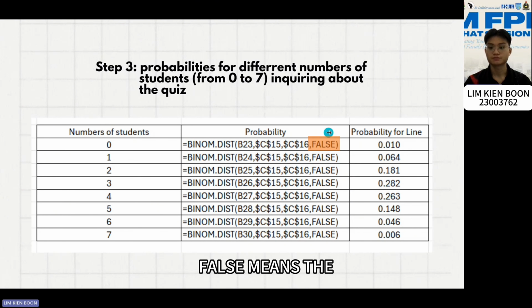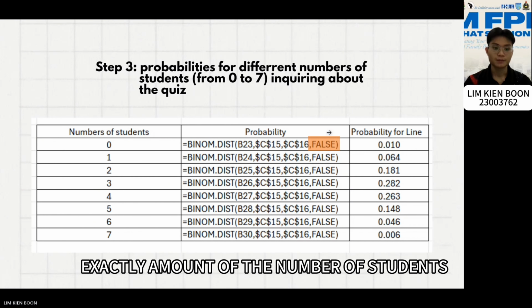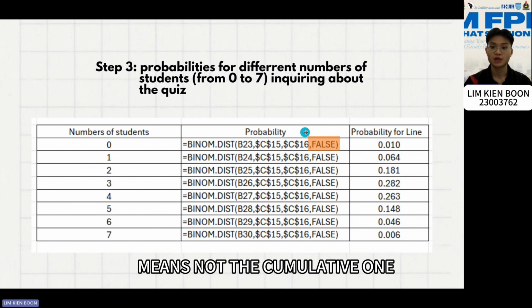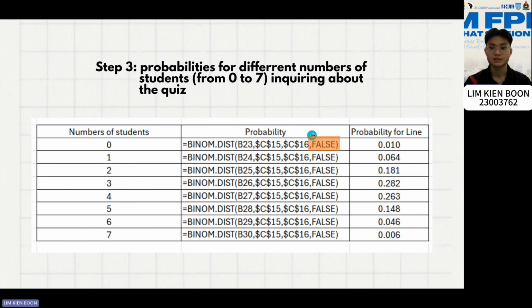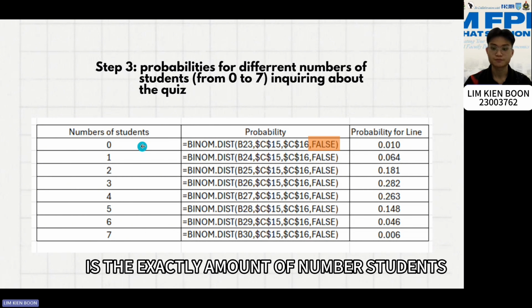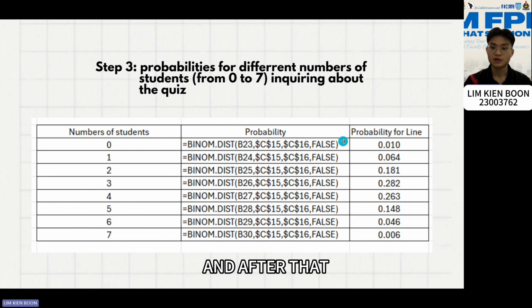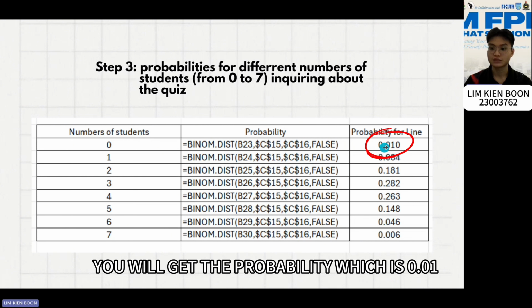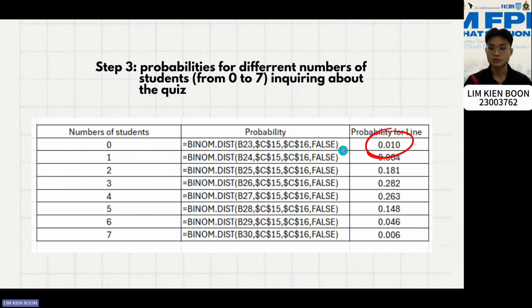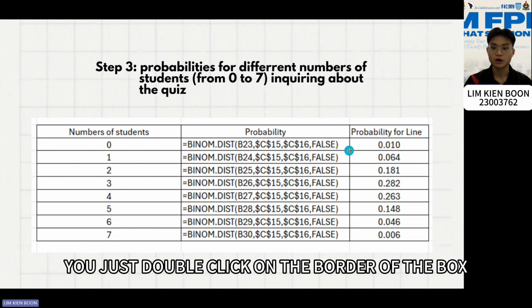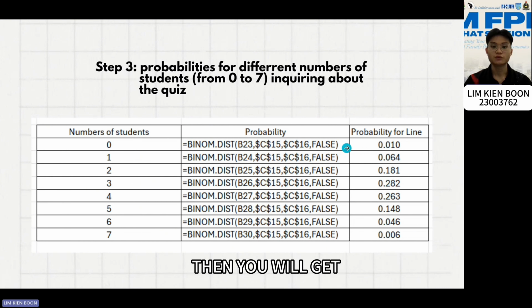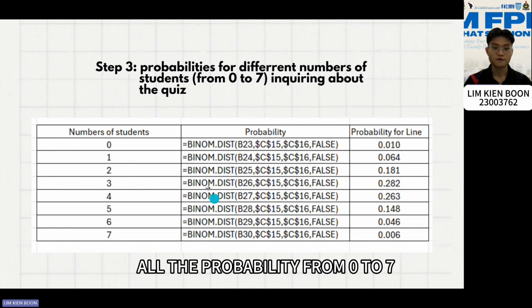False means the exact number of students, not the cumulative one. It's the exact amount of number of students. After that, close the bracket and enter. You will get the probability, which is 0.01. Then you just double click on the border of the box, and you will get all the probabilities from 0 to 7.